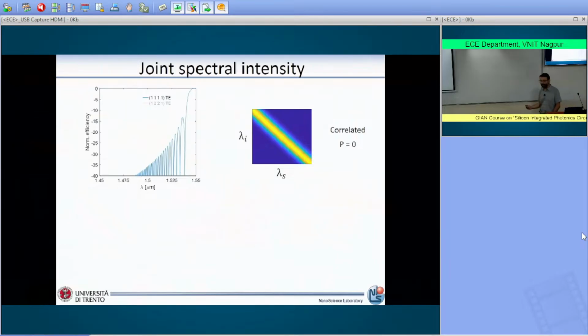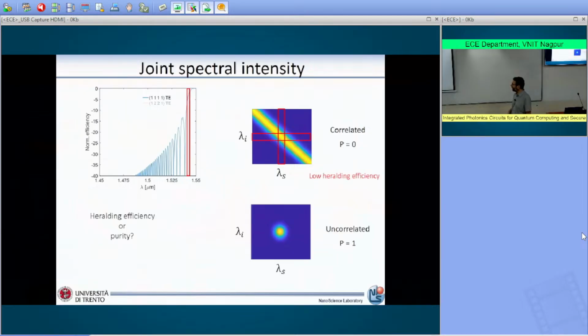People have solved this problem by using filters. If we use a filter on the idler photon and a filter on the signal photon, we remove all the other photons in this joint spectral intensity plot, and we end up with a joint spectral intensity that has the desired spot shape.